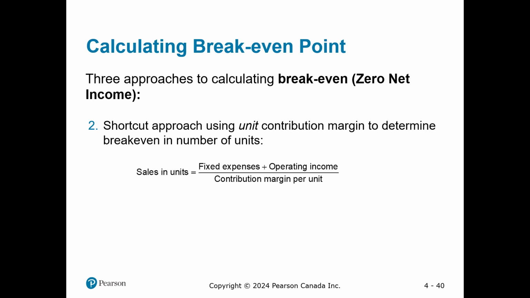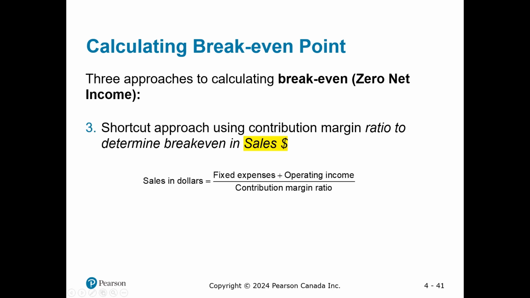We can also use the shortcut approach. So we take the unit contribution margin, in dollars, and we use it to calculate the break-even in units. Sales in units is equal to, this is the unknown, fixed expenses in total, plus any operating income that we want to earn, and of course if it's break-even, our operating income is going to be 0, and we divide it by the contribution margin per unit. So this is a dollar value here. So that's method 2. Method 3 is called the shortcut approach using the contribution margin ratio.